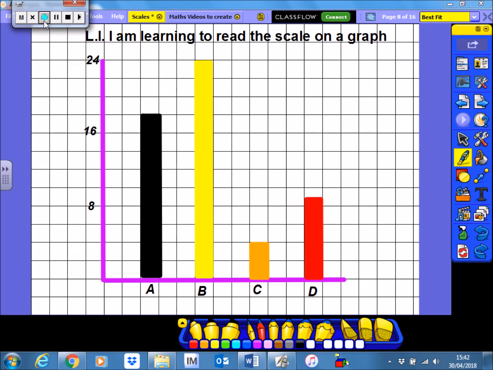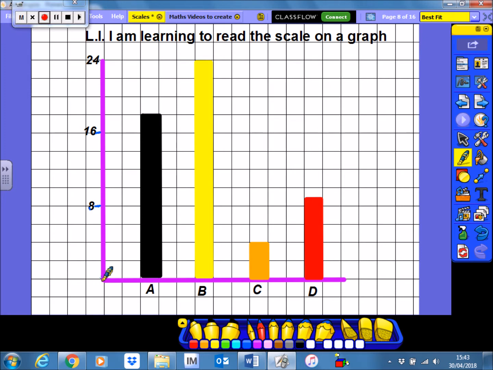So we've been given this graph here, and we're being asked to find the values of each of these columns here. So we've got column A, B, C, and D. Now we can see that the scale is going up 8 at a time. So it's going up 8, 16, 24. However, it does not tell us every station, every minor increment on this graph. And so that is what we'll need to figure out.